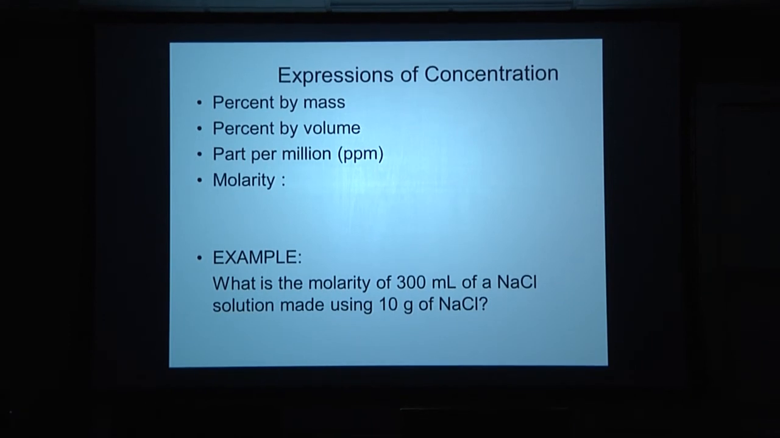The one concentration unit that chemists use the most is called molarity. And that's the one that I want you to focus on and know how to do some calculations for the final exam. The definition of molarity is the number of moles of the solute divided by liters of the solution. So molarity is moles per liter. That's what molarity is.